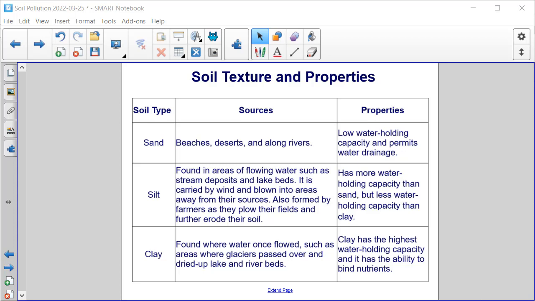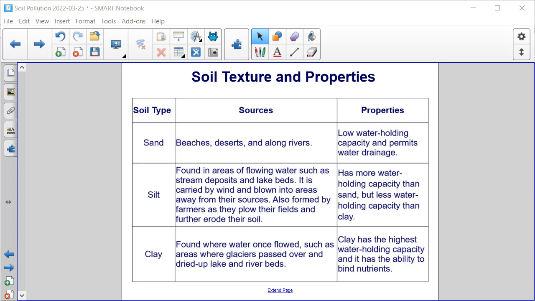In this table, we can see a summary of the sources of the different soil textures and the properties that those textures allow. In our first soil type, sand, we get the sand from things like beaches, deserts, and along rivers. And the properties of sand are low water holding capacity that permits water drainage.